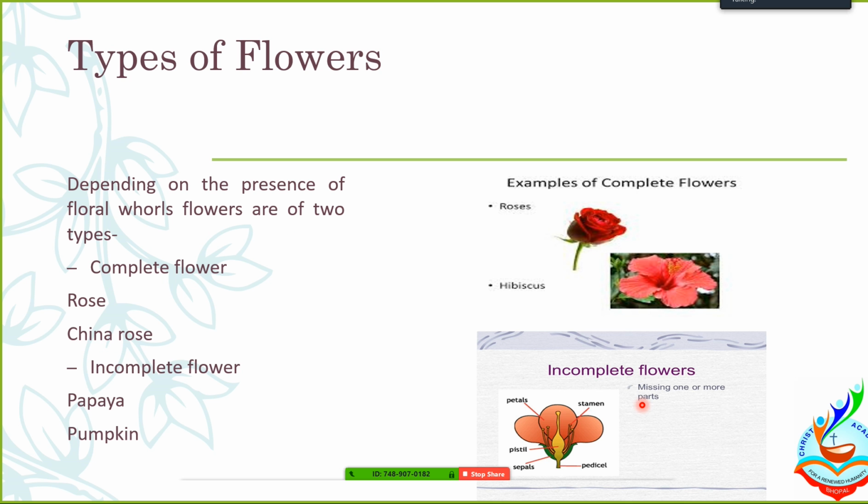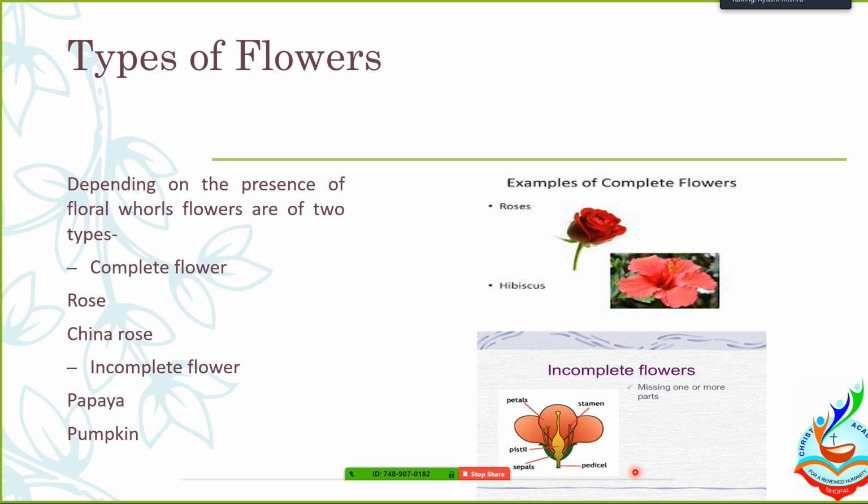Now, depending on the presence of floral whorls, flowers are of two types. First one is complete flower and second one is incomplete flower. Complete flowers are those flowers which have all four whorls, means calyx, corolla, stamens and pistil. These four parts are present in a flower. This type of flower is called a complete flower, like China rose and papaya.